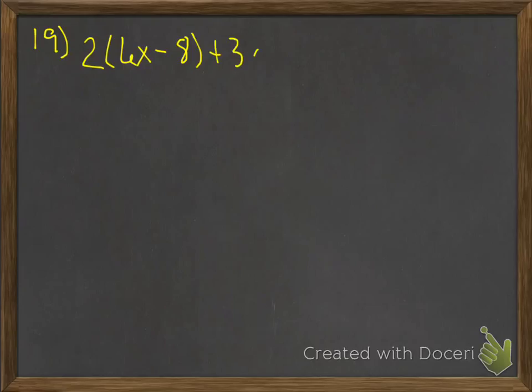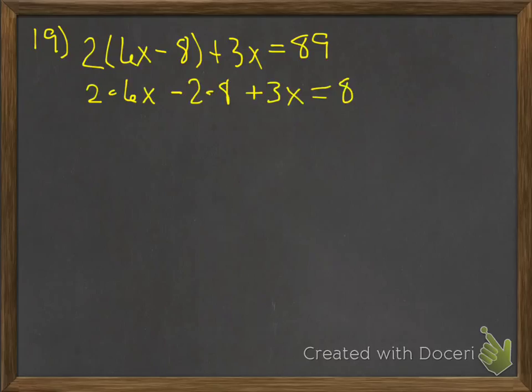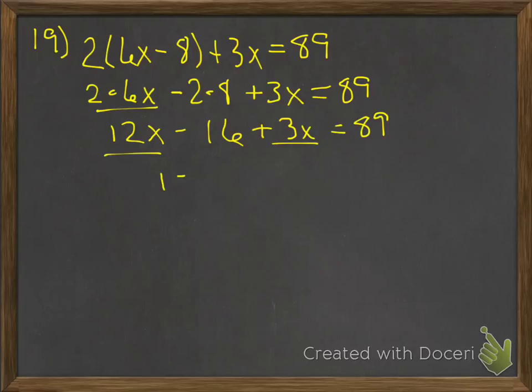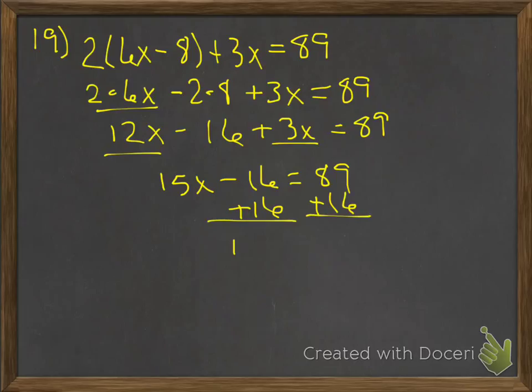Plus 3x equals 89. Okay, so I have here multiplying 2 times 6x minus 2 times 8 plus 3x equals 89. 12x minus 16 plus 3x. So I distributed. Now I need to combine my like terms. 15x minus 16 equals 89. Add 16, add 16. And you get 105, and then you can divide by 15.